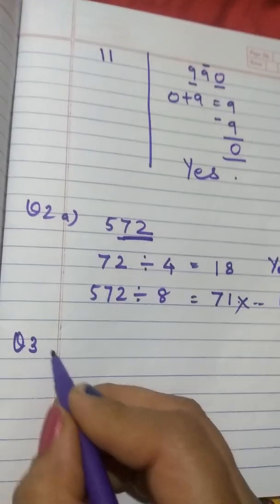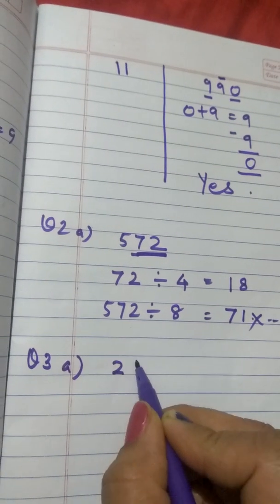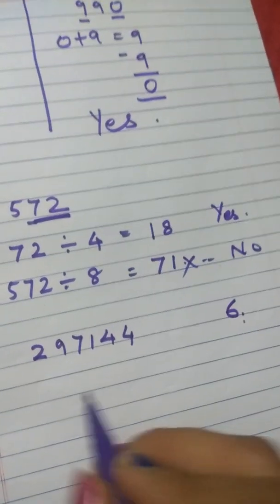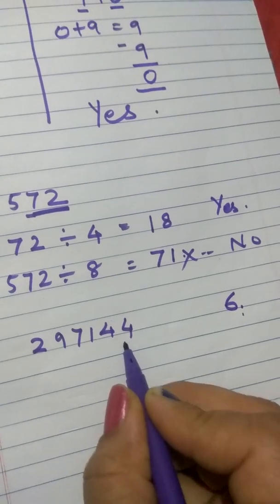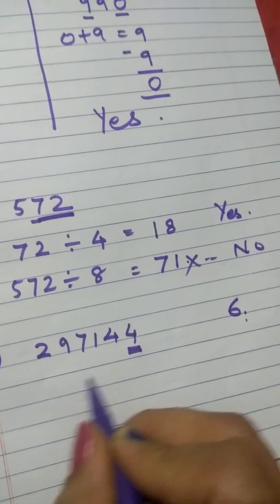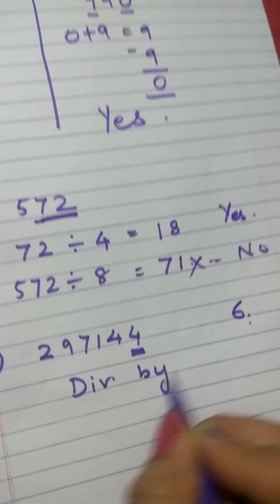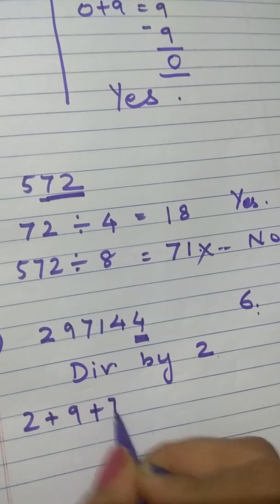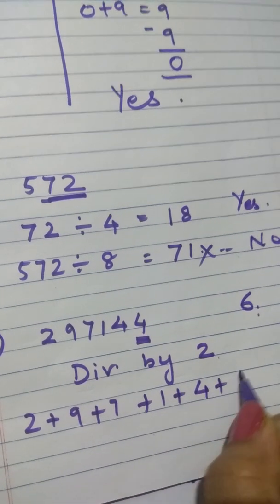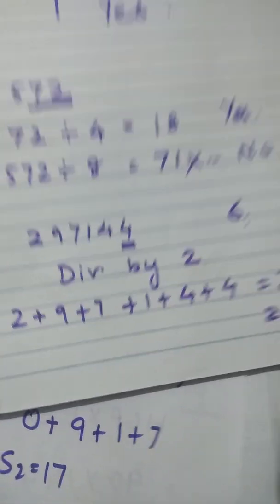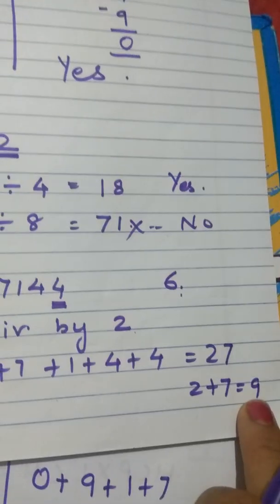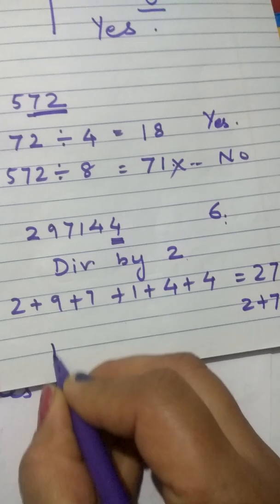Now we have to check question number 3 part A. I am taking the number 297144. I have to check for divisibility by 6. So for 6 I will have to check by 2 and by 3. The number ends with a 4. So yes, it is divisible by 2. Now let me check for 3. For checking with 3 I have to add the digits. So the sum comes out to be 27, and if I add 2 and 7 again I get 9. So it is divisible by 3.